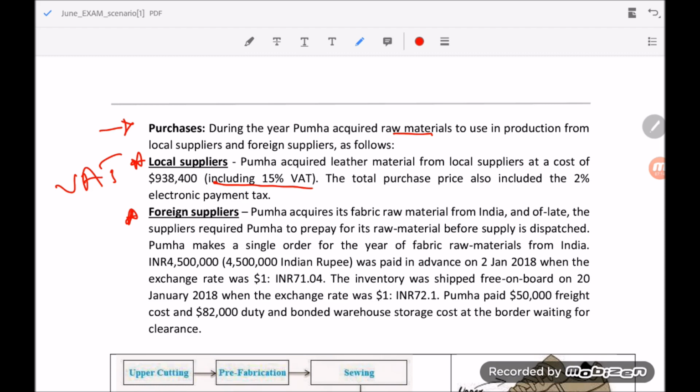Okay. And also we see a 2% electronic payment tax over there. From my understanding, this is a tax which is not refundable, which means this tax can form part of my cost of the product, because it's not refundable. It's different from the VAT which we have over there. Okay. Then let's further go down.